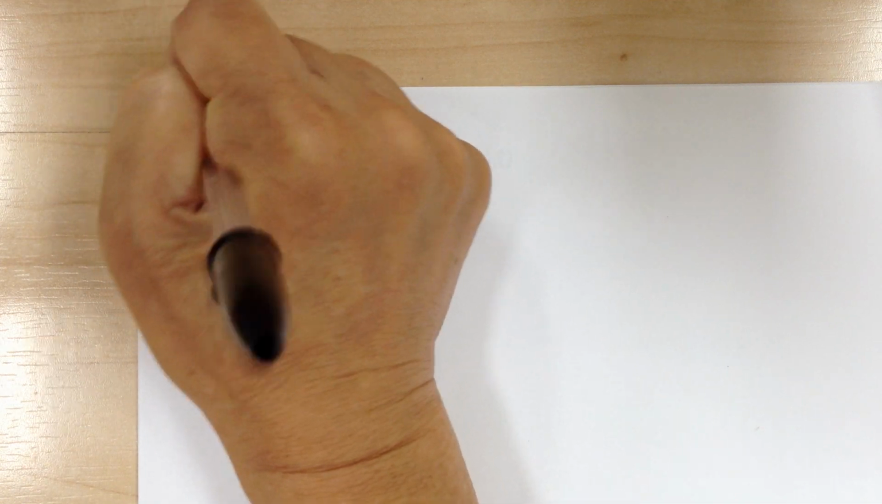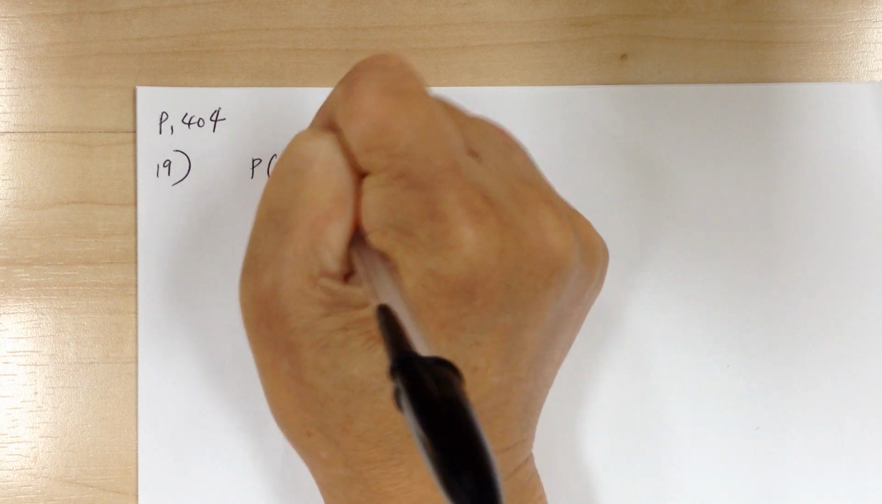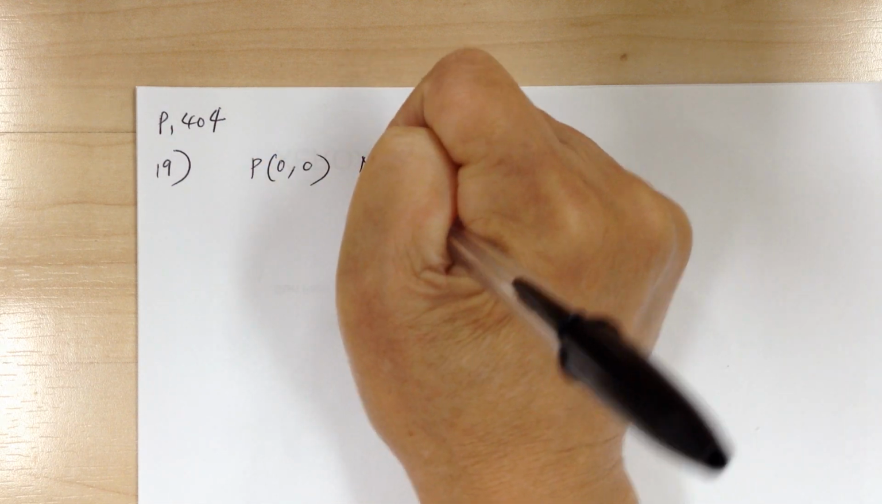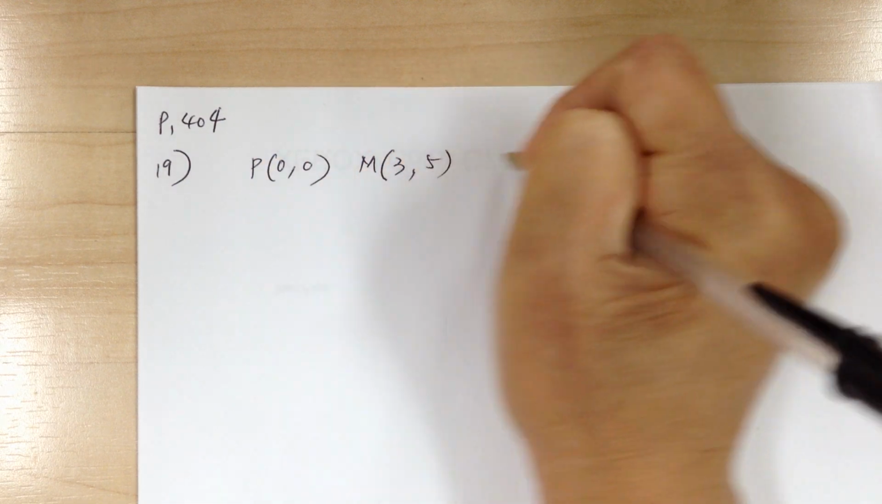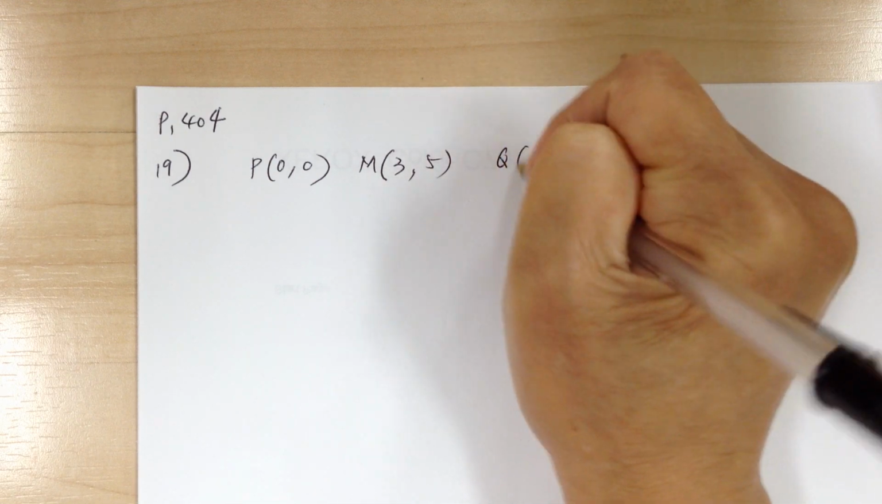Let's go to page 404 and let's start with number 19. Here, the number 19, you have the point 0, 0, and the midpoint is 3, 5, and you're looking for the point Q.